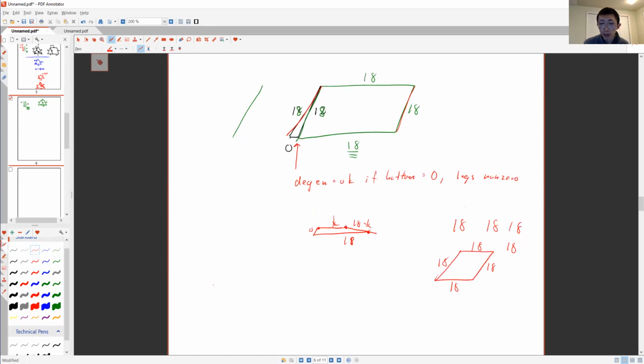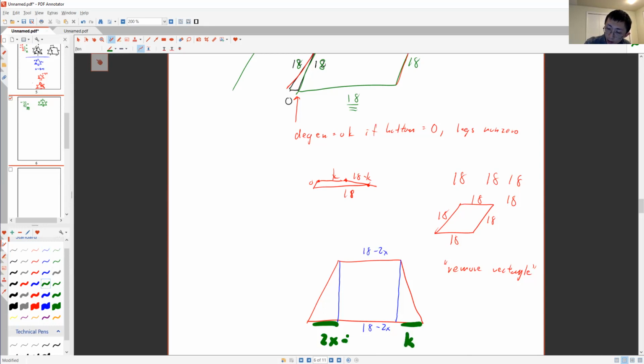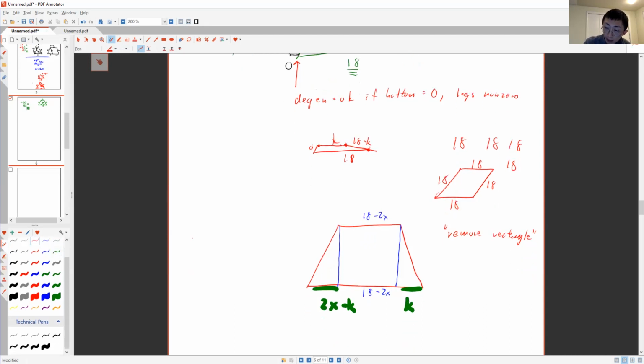Another thing that I want to remark on is, some people might say, oh, instead of removing the parallelogram, you can remove the rectangle in the middle. So that turns out to be okay for the most part. And what I mean by removing the rectangle is, you can collapse this part. Like if this is 18 minus 2x, this is 18 minus 2x. And the two green lengths add up to 2x. K, 2x minus k.